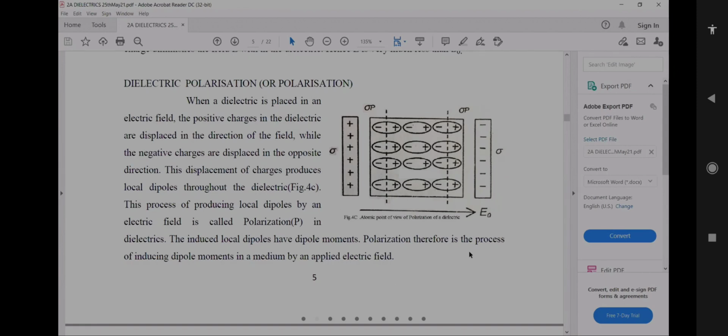So polarization is therefore the process of inducing dipole moments in a medium by the application of the electric field. What is polarization here? Polarization is the process of inducing electric dipole moments within the material or within the medium due to the application of the external electric field. That is called polarization.